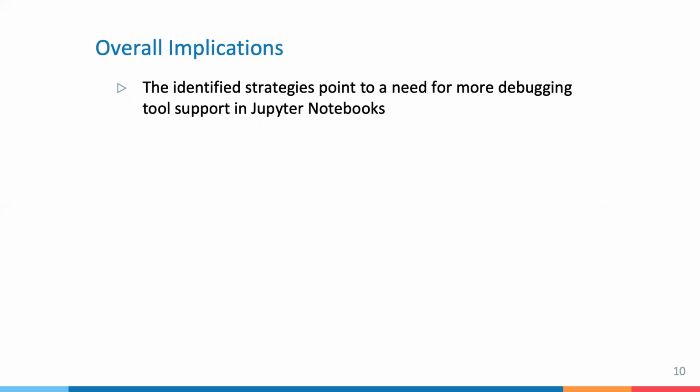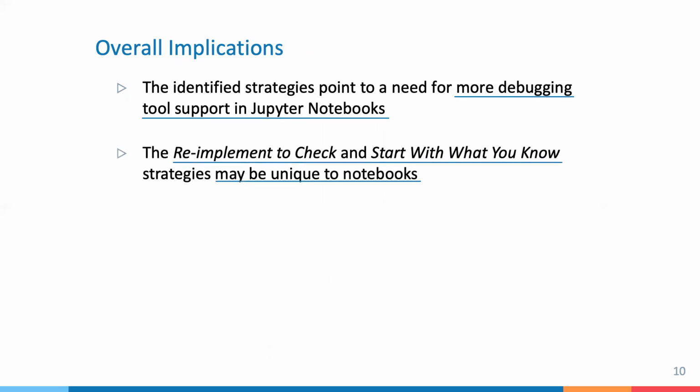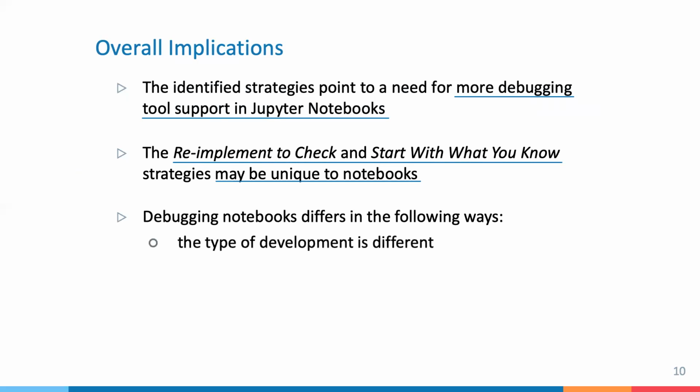The overall implications are that the identified strategies point to a need for more debugging tool support in Jupyter Notebooks. We also found that the re-implement to check and start with what you know strategies may be unique to notebooks, as other debugging literature has not pointed out anything that is similar. And finally, debugging notebooks differs in the following ways. The type of development is different in that when using Jupyter Notebooks, you are often doing data science related tasks such as information visualization and data wrangling.